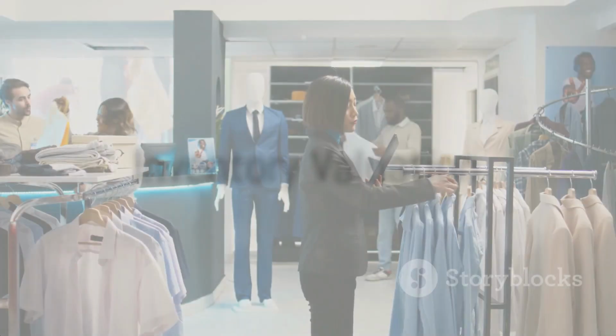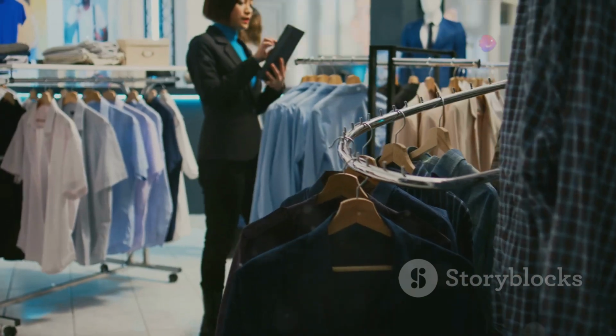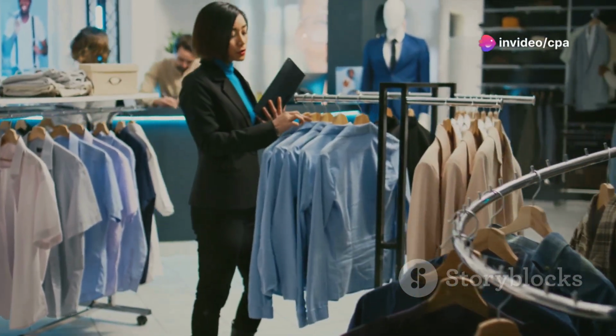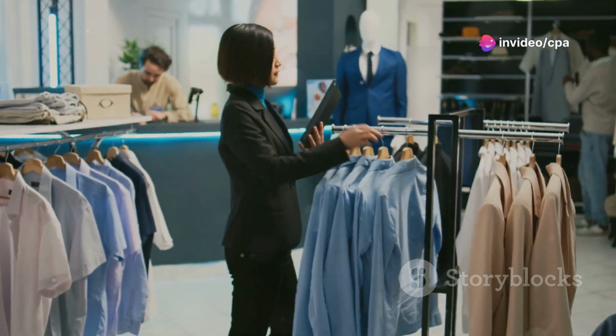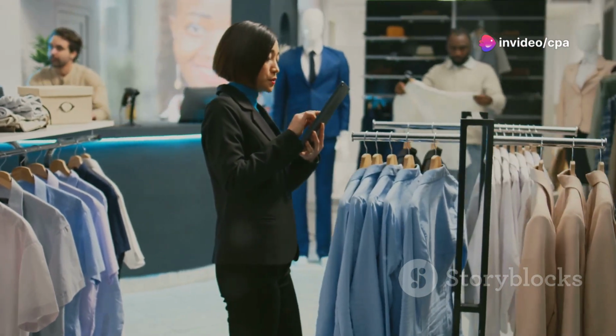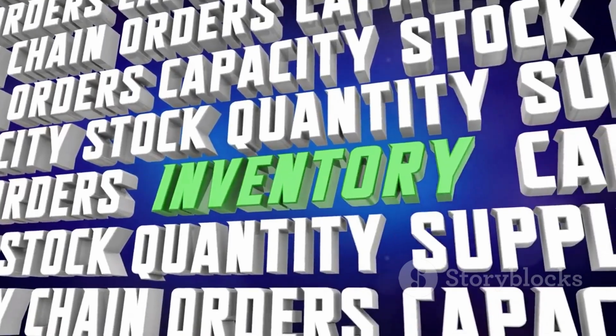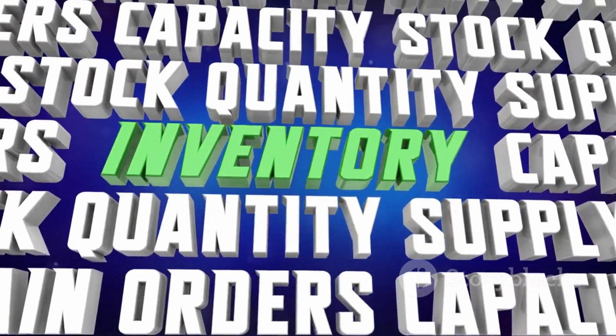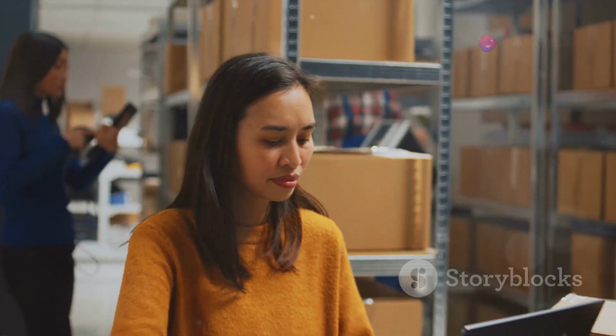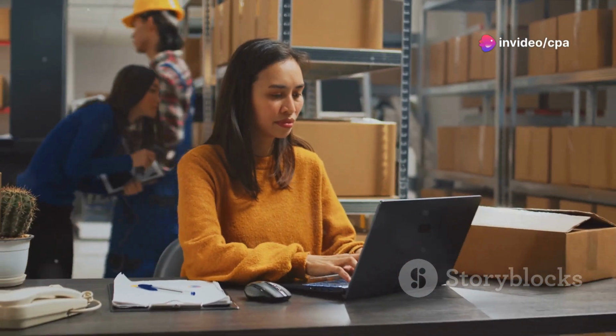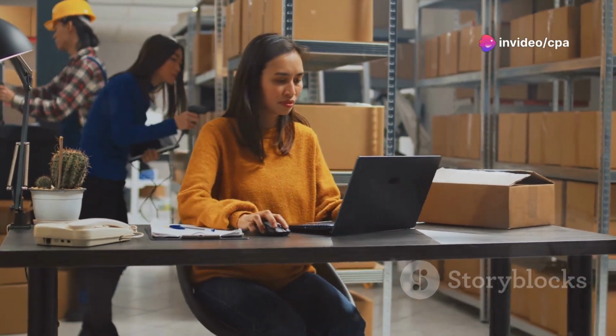Next up is inventory valuation. Consider a retail store with clothing inventory. The store can use different methods to value its inventory, such as FIFO, first in, first out, or LIFO, last in, first out. FIFO assumes the oldest inventory items are sold first, while LIFO assumes the newest are sold first. This choice can affect the reported value of inventory, the cost of goods sold, and net income.